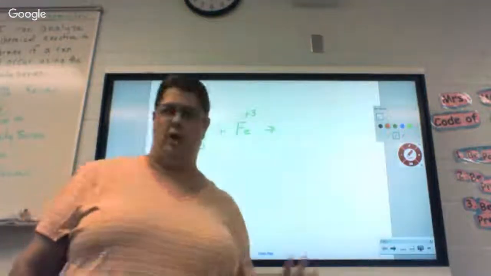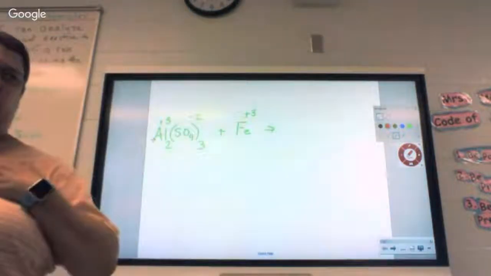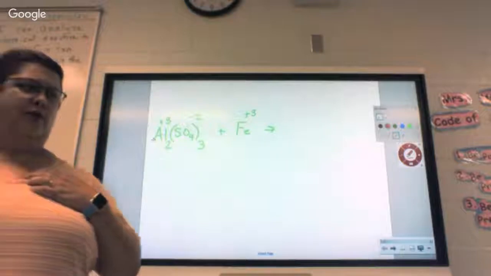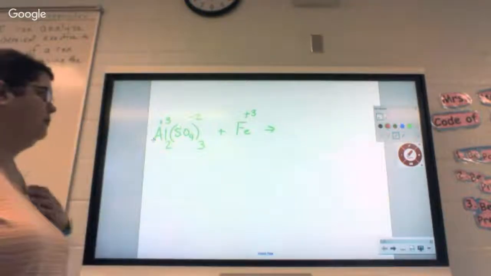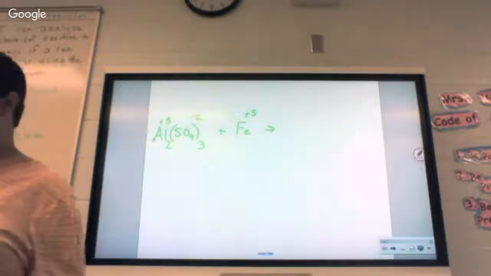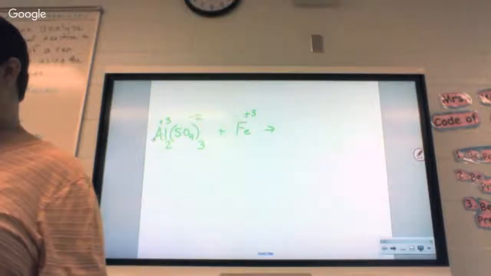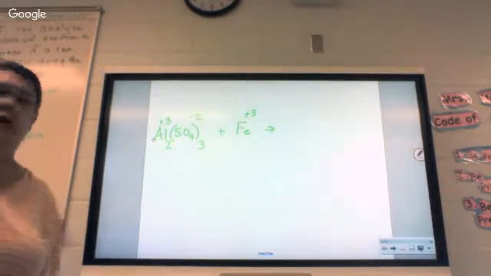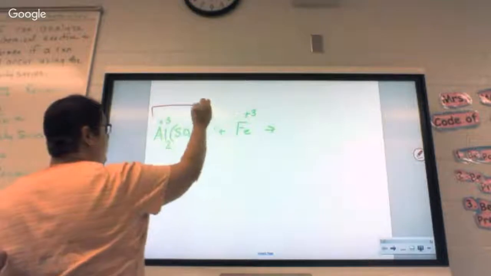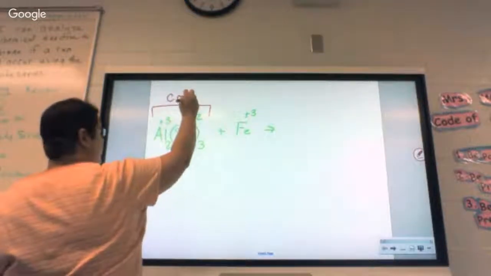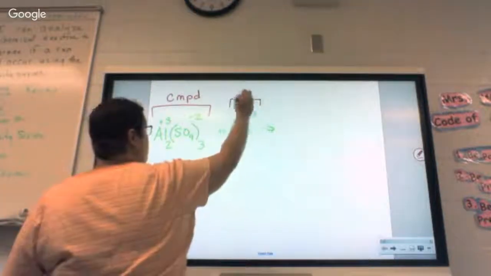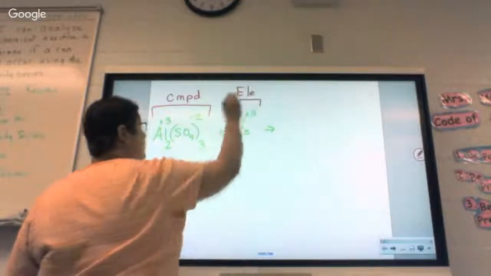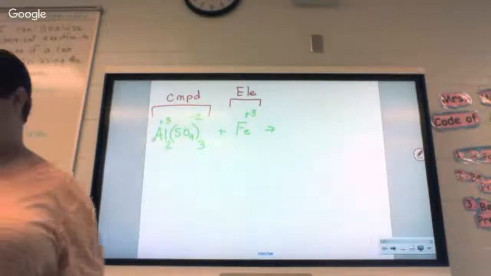Well, first of all, do y'all know what single displacement is? Because I'm just assuming you know that. So we all know what single displacement is. Okay, a little bit. Okay, how do you know it's single displacement? Since Ashai said a little bit. What is this right here? Compound. That's a compound, and this is a what? That's how we know it's single displacement, because it's a compound plus an element.